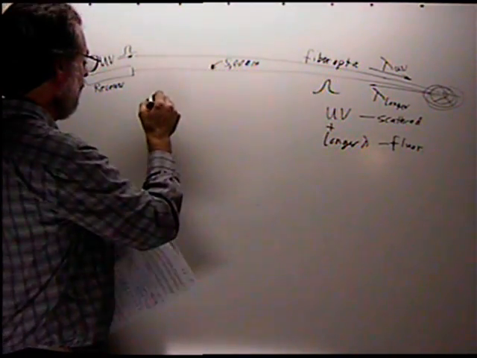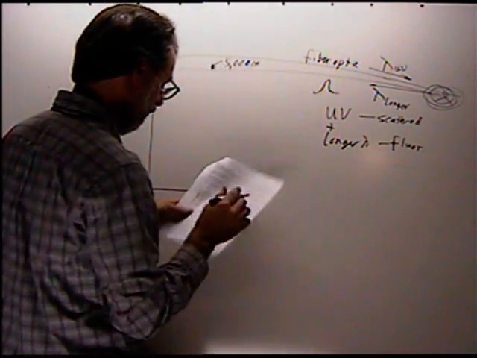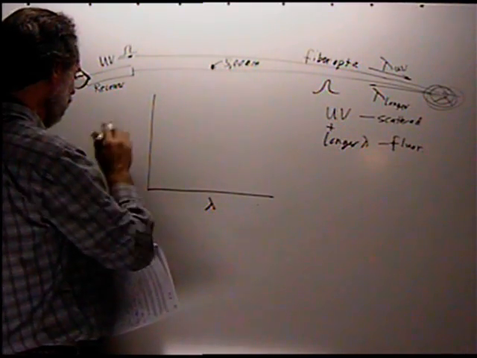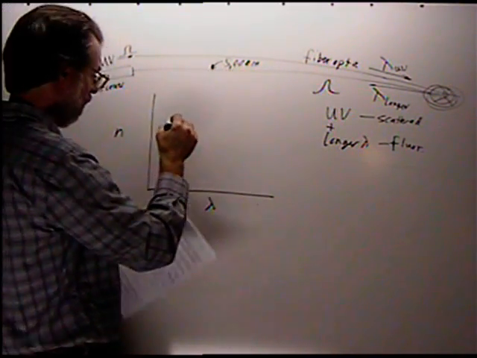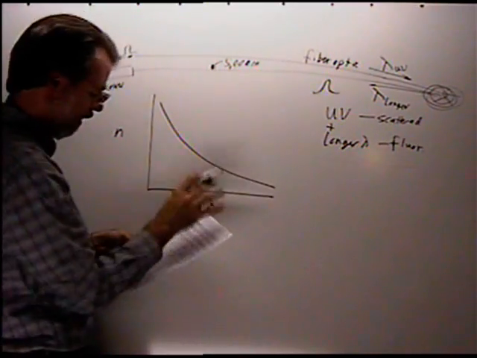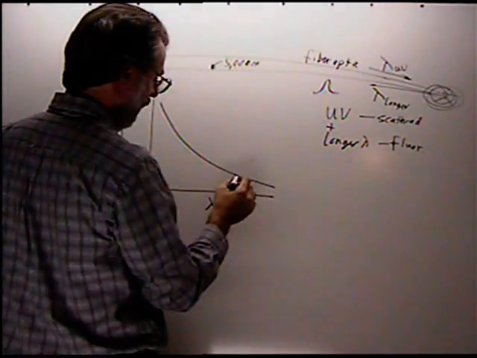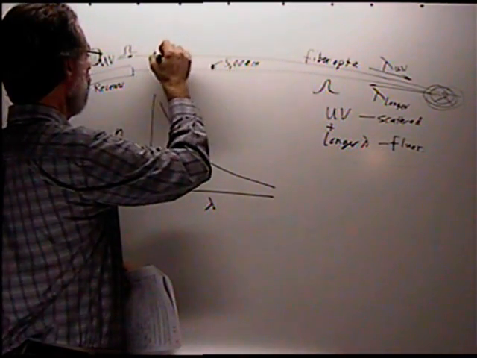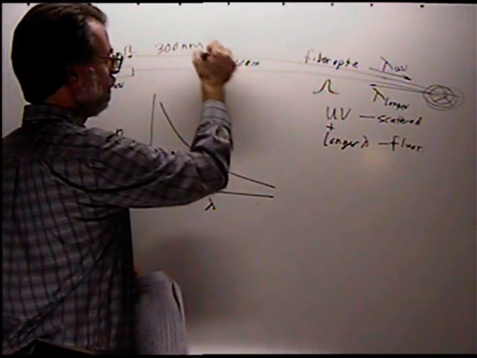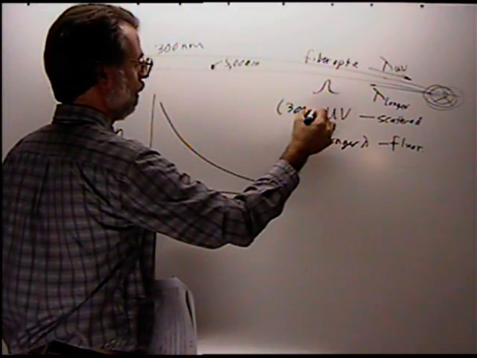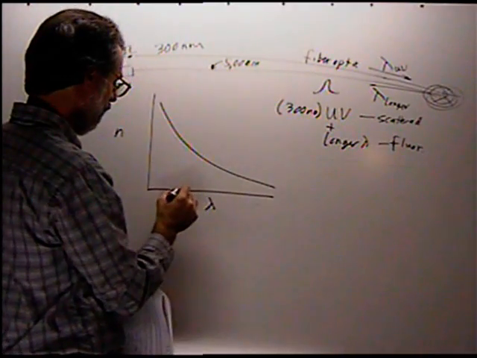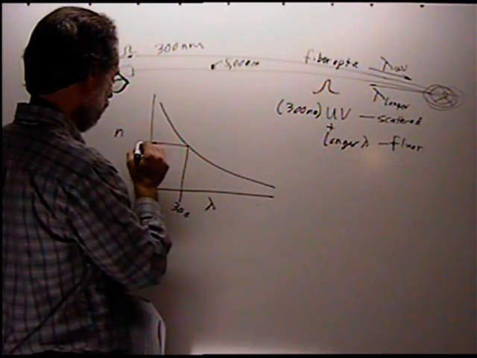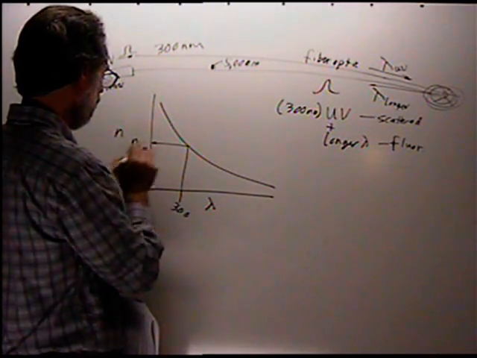Now, what we have here is, this big graph here is what we call a dispersion. This is the index of refraction of the fiber optic at different wavelengths. Okay, so the UV light is at 300 nanometers, and at 300 nanometers, there's a certain index of refraction.